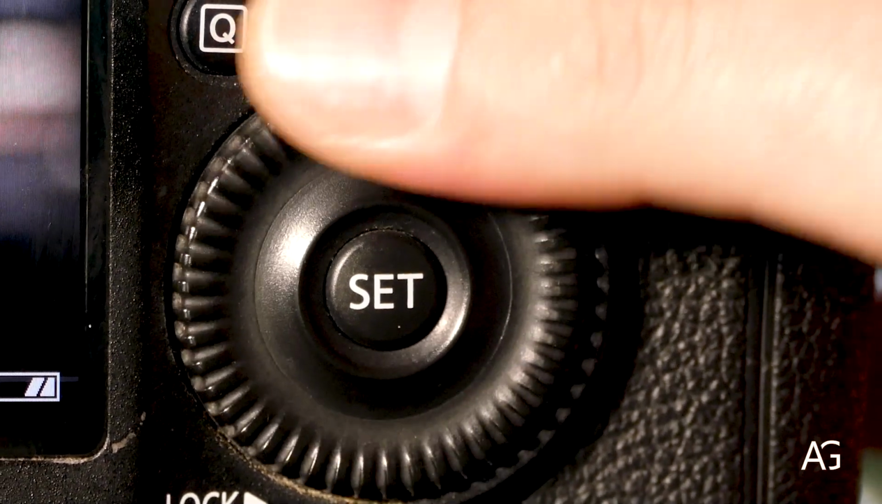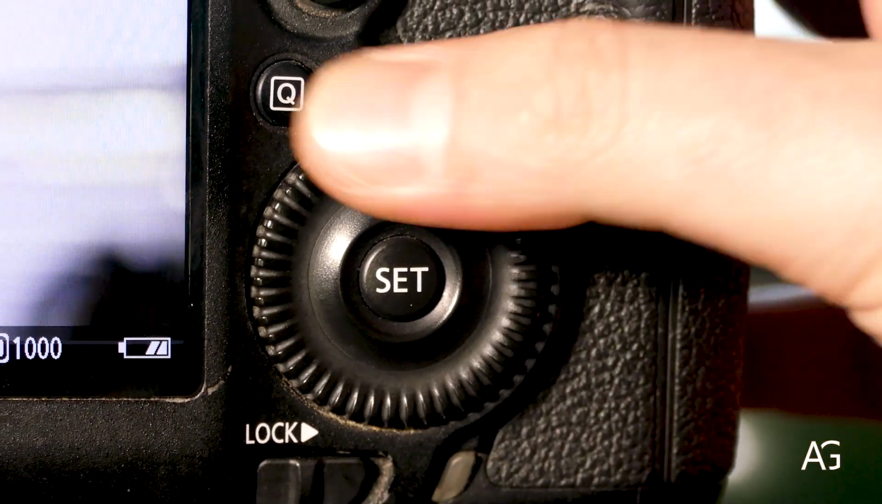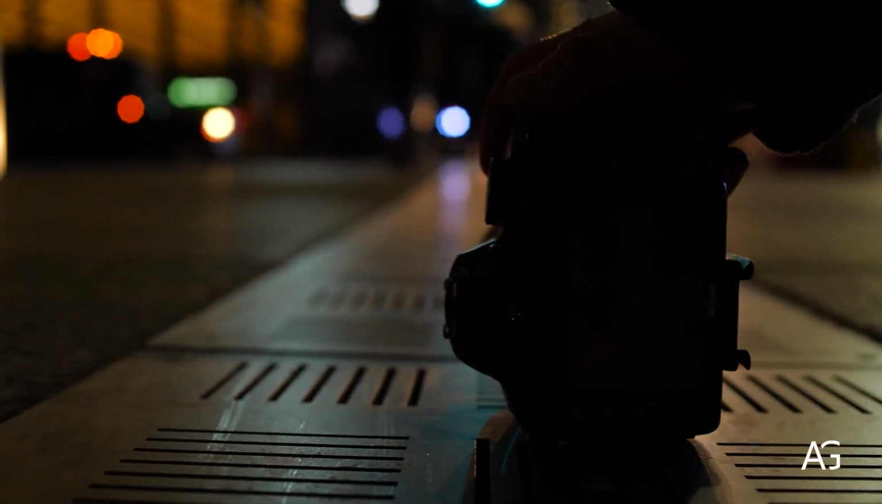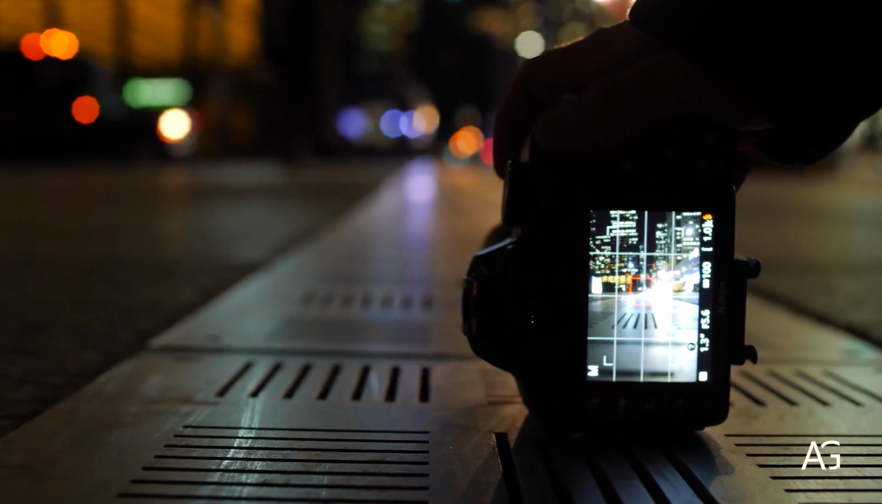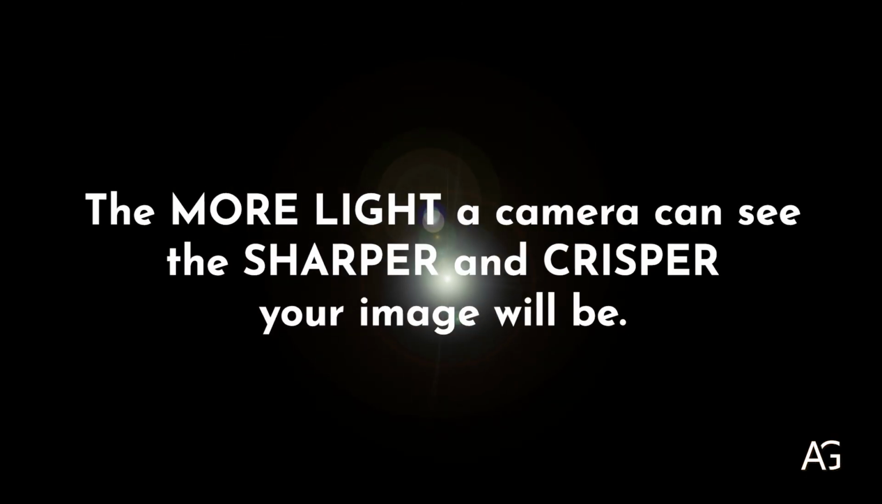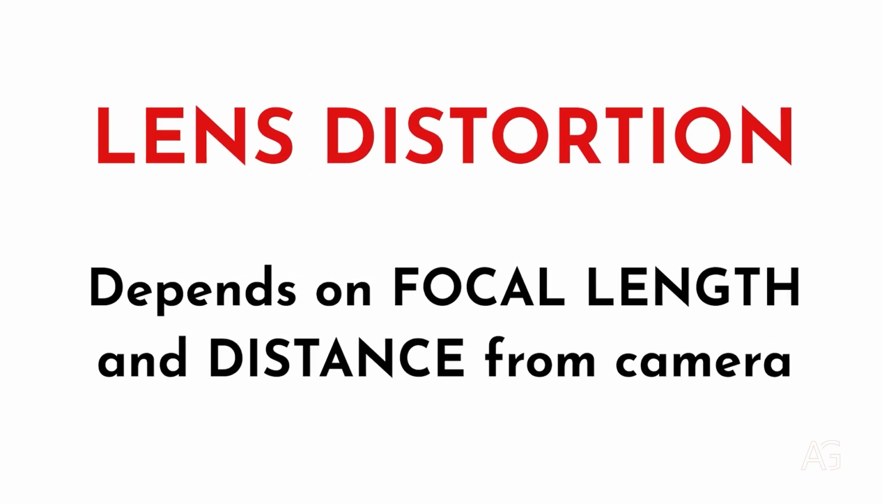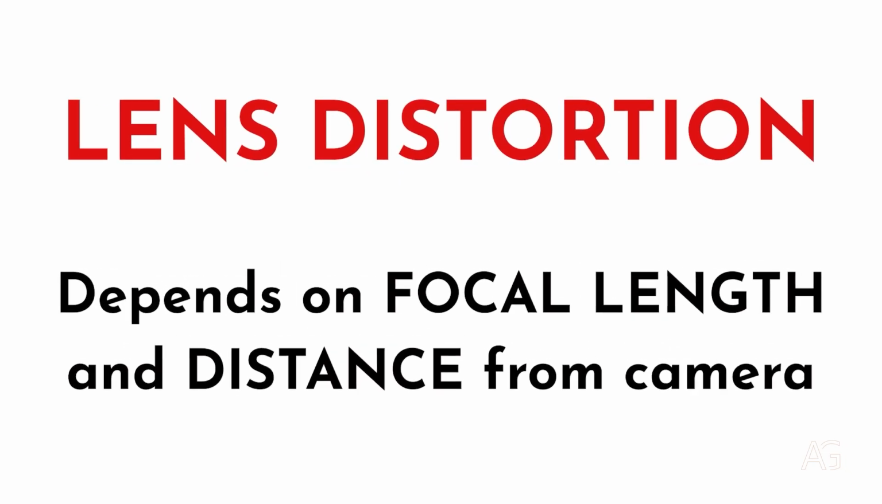Like most features on a digital camera, aperture can be manually controlled and you can use it to either add light or take it away, but the quality of the image changes when you change the aperture. A general rule is, the more light a camera can see, the sharper and crisper your image will be. Depending on the focal length and how far your subject is from the camera, you can create distortion in your image or take it away.